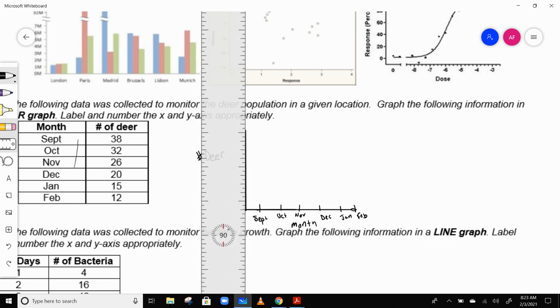Okay, so for the number of deer, the lowest number is 12 and the highest number is 38. So we need to find a scale that fits those numbers. We can even use a bit of a broken scale at the bottom, and we can just start at 10. So I think I'll do that.